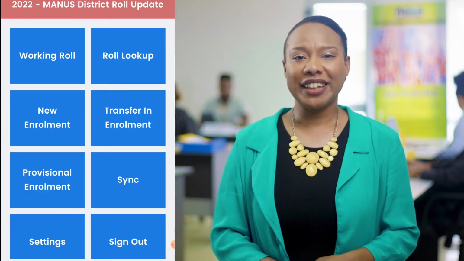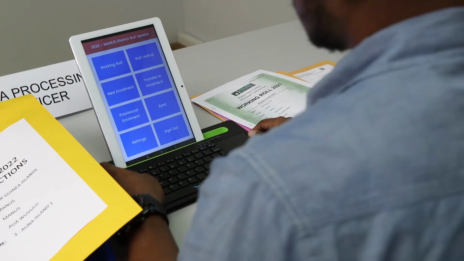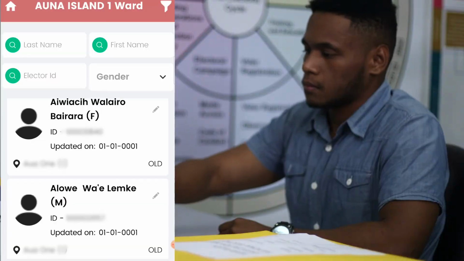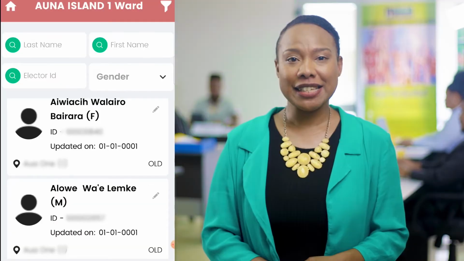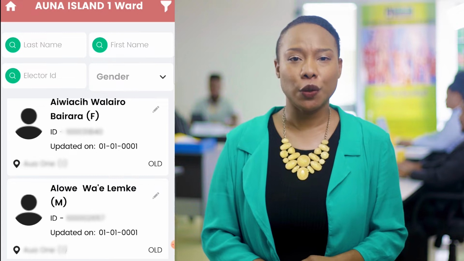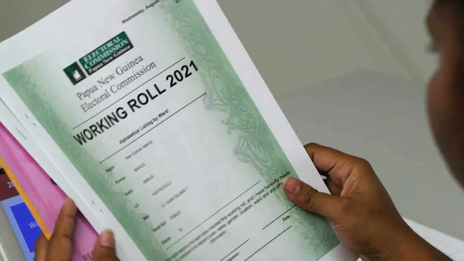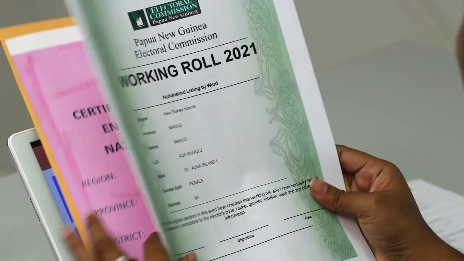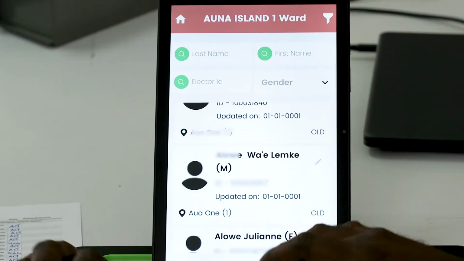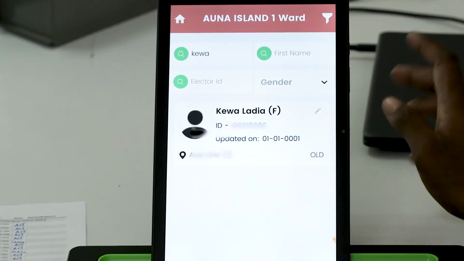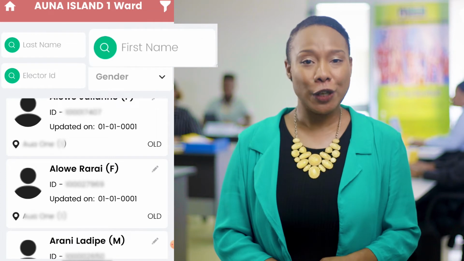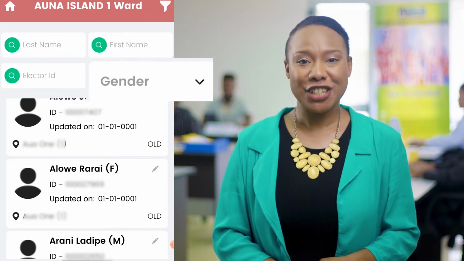On the main screen, click the working roll function in the provincial application. The screen will present the list of electors assigned to the ward for which your credentials or device are assigned. To update an elector's details, which appear as corrections or amendments to the existing details on the printed working roll, you first look for the elector whose details you would like to amend or correct, and find the elector using the search buttons such as last name, first name, elector ID, and gender.